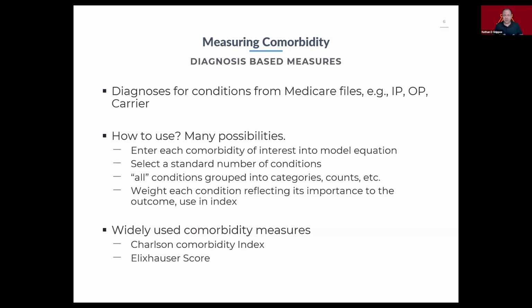One is we could take those diagnosis codes, use them to identify a specific comorbidity or comorbidities, and enter each of those into the model. And maybe we've got the statistical power to do that compared to a lot of other data sources where we might not. We could take a standard set of conditions.